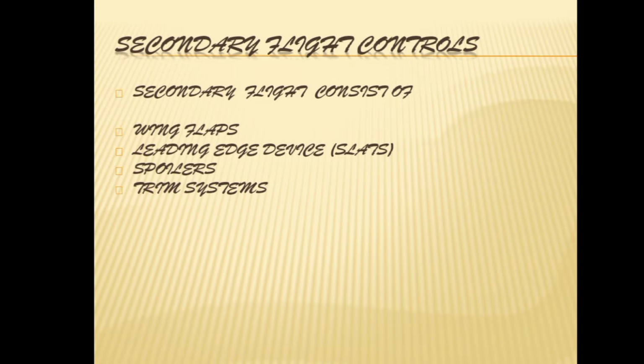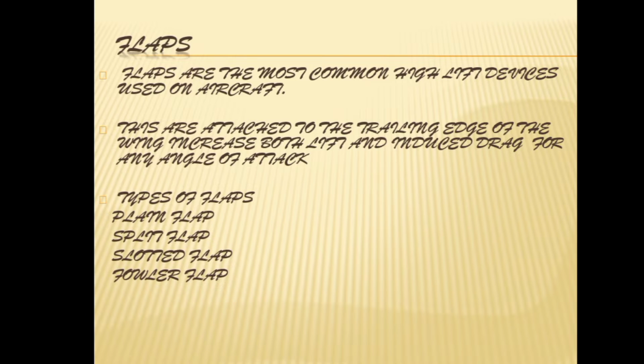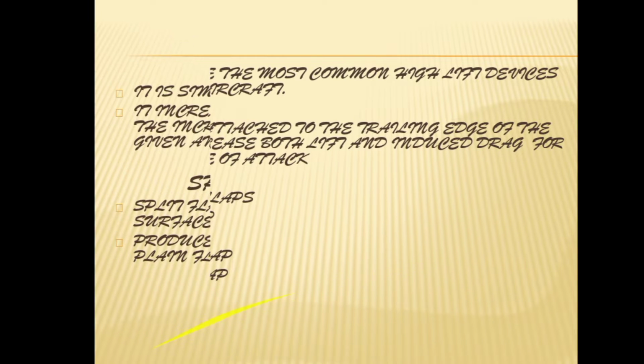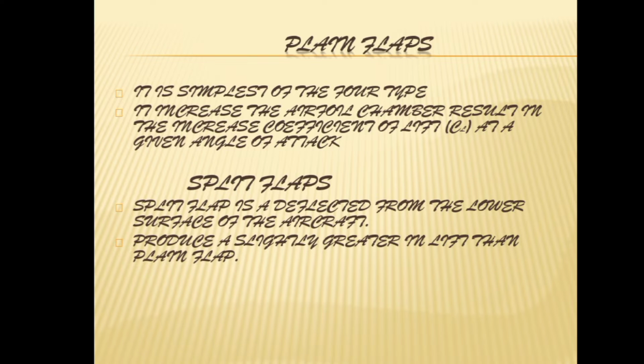Flight controls consist of four: wing flaps, slats, spoilers, and trim systems. We discuss flaps. Flaps are the most common high lift devices used on an aircraft. Flaps are of four types: plain flap, split flap, slotted flap, and Fowler flap. The simplest of the four types is called a plain flap.